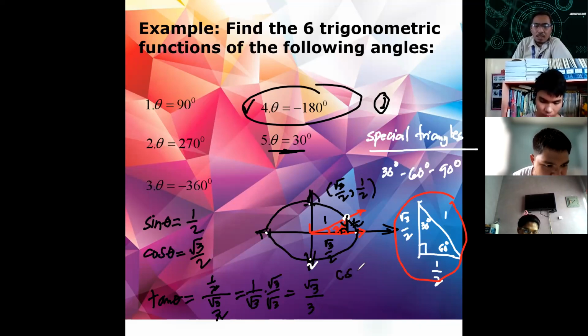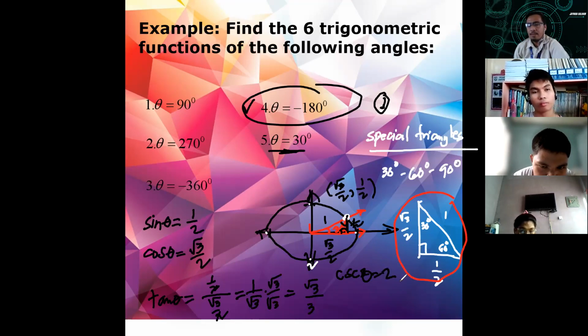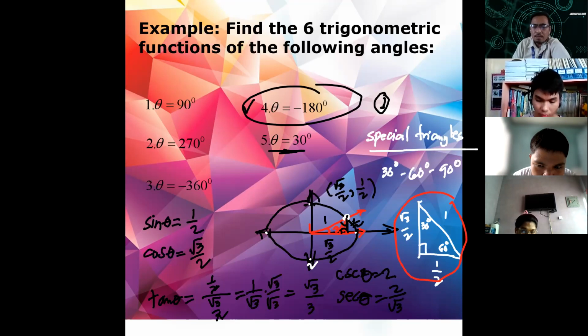The cosecant of 30 degrees, or the theta that we have, is just the reciprocal of your sine, or that is just 2. How about the secant? The secant of your theta is just the reciprocal of your cosine. So it should be 2 over the square root of 3. And if you rationalize it, it will be square root of 3 over square root of 3. So it will be 2 square root of 3 over 3.